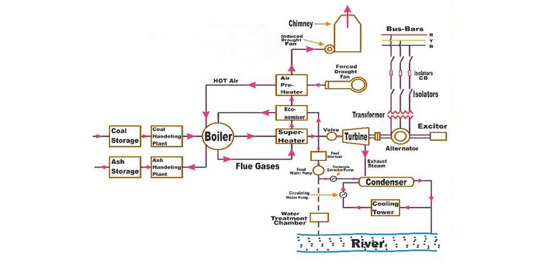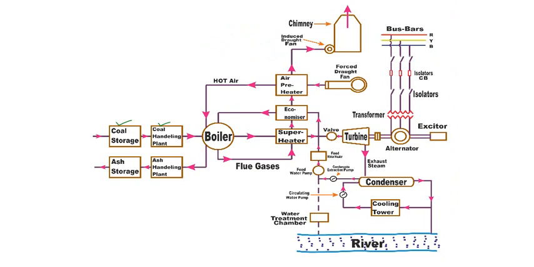This is the structure of the thermal power plant, that means a steam-based power plant. Here, we start from the coal storage, where the coal is stored. Then there is the coal handling plant. In coal handling, the coal is made free from foreign particles, so it is clean, and then it is transported to the coal crusher, where it is converted into fine powder.